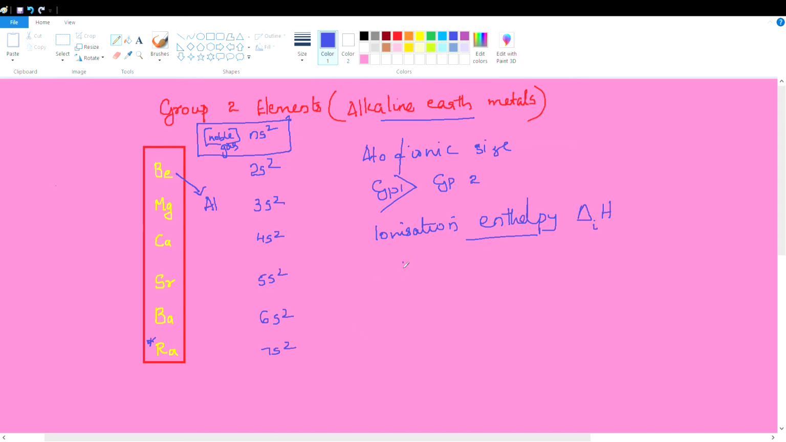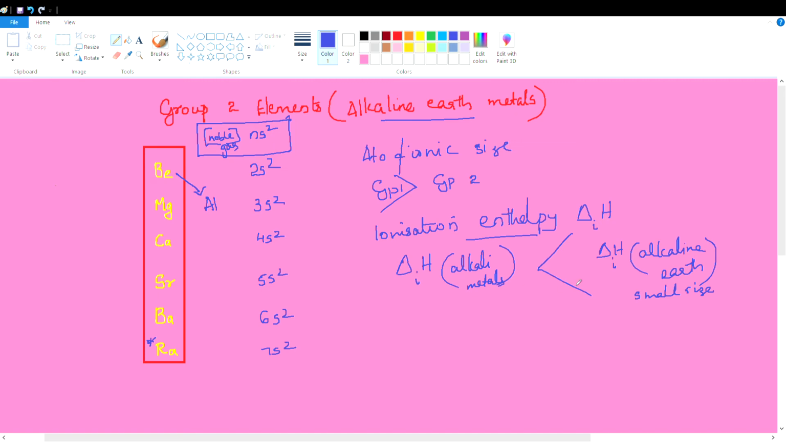When we compare the ionization enthalpy of alkali metals, that is group 1, with the ionization enthalpy of alkaline earth metals, which has higher ionization enthalpy? Alkaline earth metals, as we have already compared in size, are smaller than alkali metals. Because of small size, their ionization enthalpy values are greater. Alkaline earth metals have larger ionization enthalpy than alkali metals.